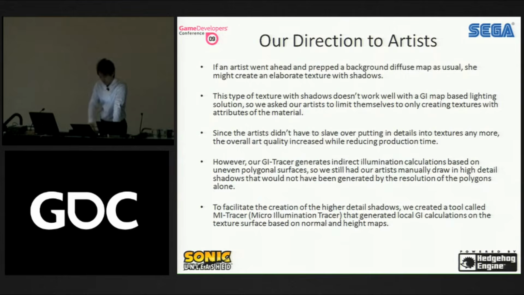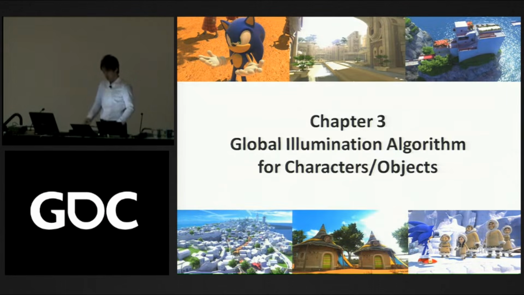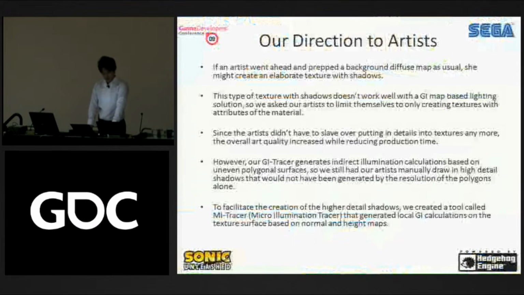However, our GI tracer generates indirect illumination calculations based on uneven polygonal surfaces, so we still had our artists manually draw in high detail shadows that would not have been generated by the resolution of the polygons alone. To facilitate the creation of the higher detail shadows, we created a tool called MI Tracer, Micro Illumination Tracer, that generated local GI calculations on the texture surface based on normal and height maps. By doing this, we support artists.